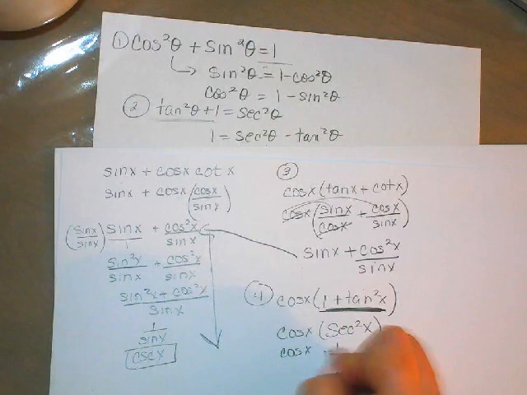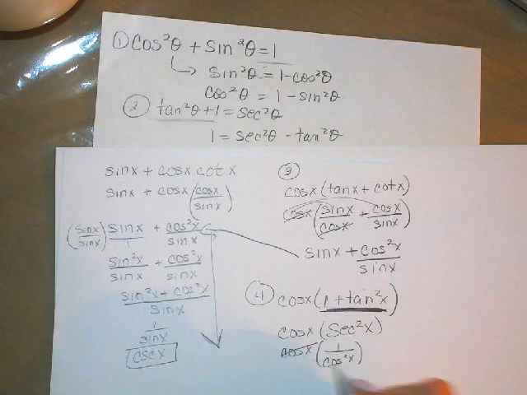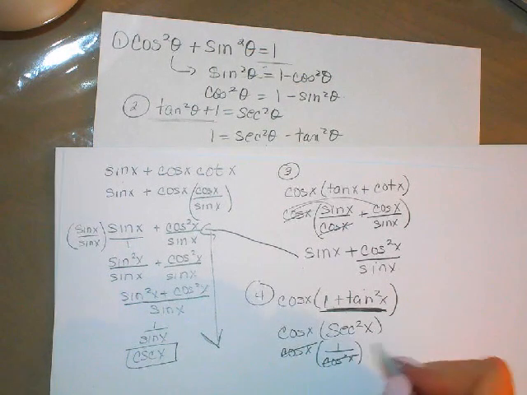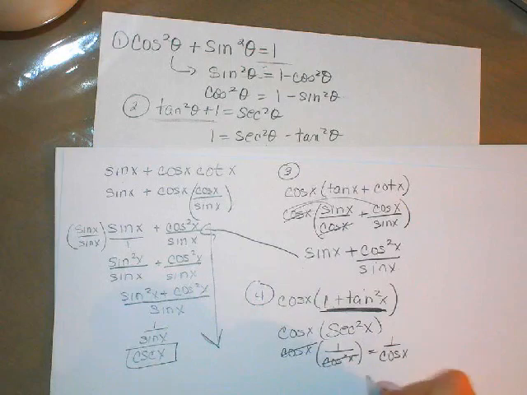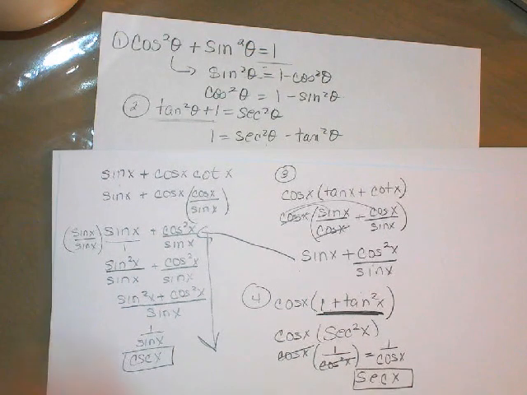Secant is really 1 over cosine squared x. Remember, it's squared, so square it. So one cosine will cancel off with one of these cosines, and you're going to be left with 1 over cosine x, which we can write as secant x. Okay, look for your identities.